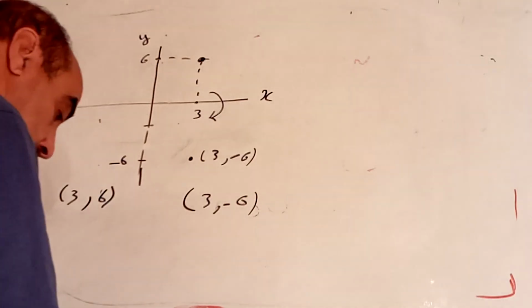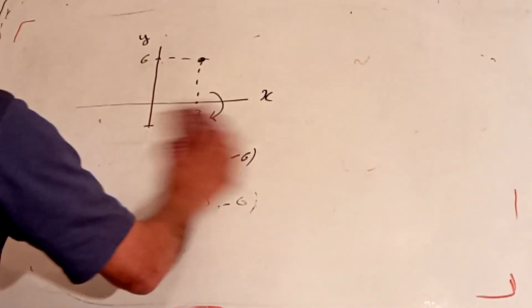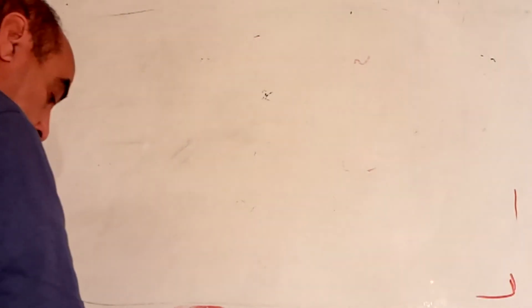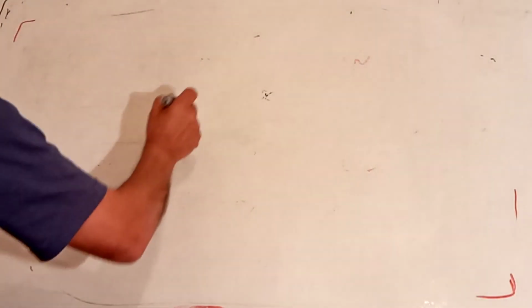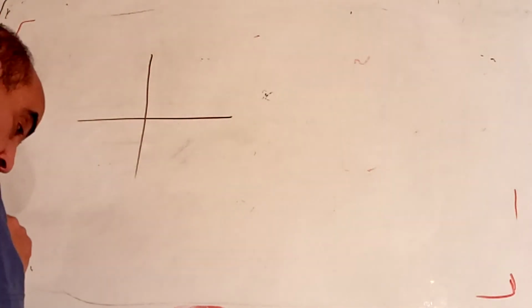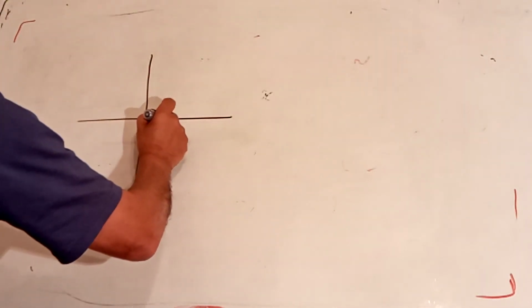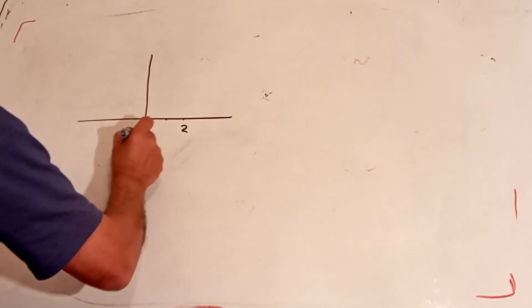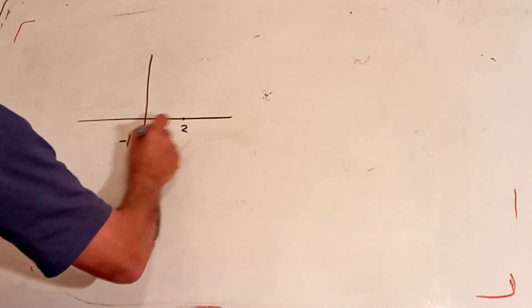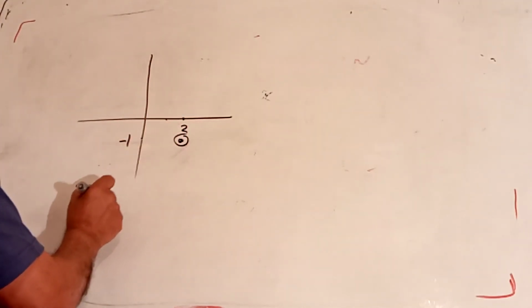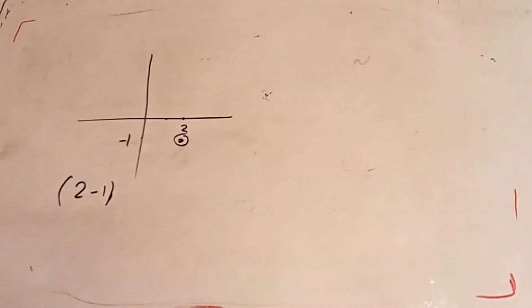Let me go to number 12. Please do them. Let's just take a look at it. Draw them on the square paper. Number 12. 2 and minus 1. This is 2, and this is minus 1. So this is 2, and this is paper. The point 2 and minus 1 is this point here. 2 and minus 1 reflected over the x-axis.